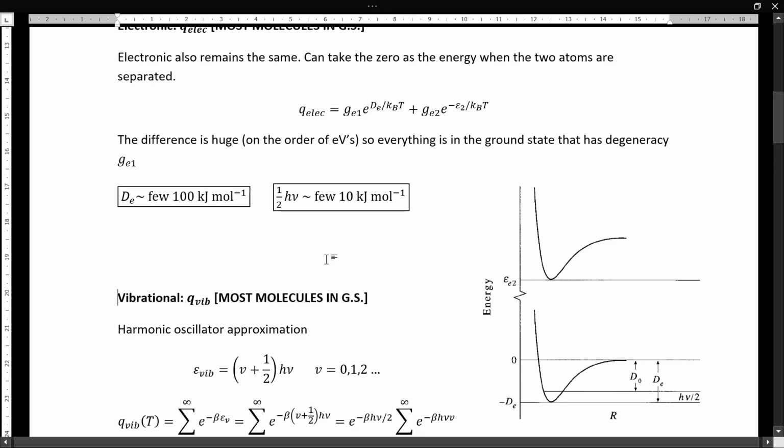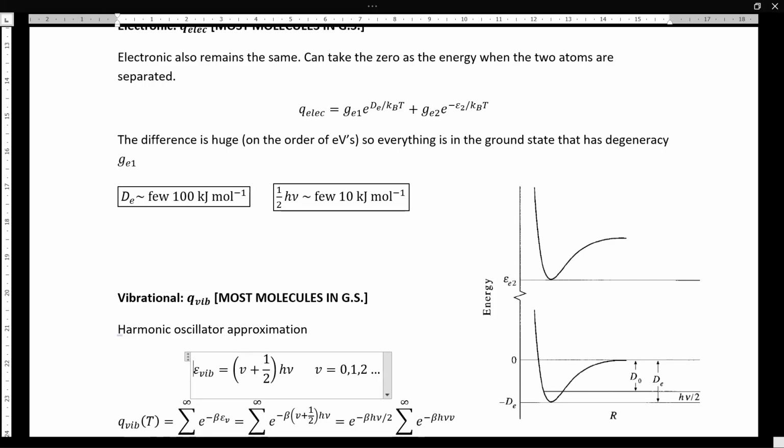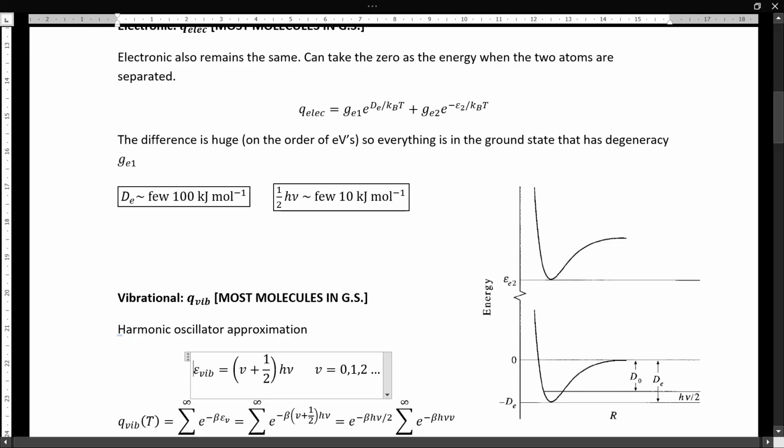Now, let us, having learnt about the energies and the energy reference, go ahead and evaluate some of the components of these molecular partition functions. Okay. So now let me look at the vibrational partition function for the diatomic molecule.